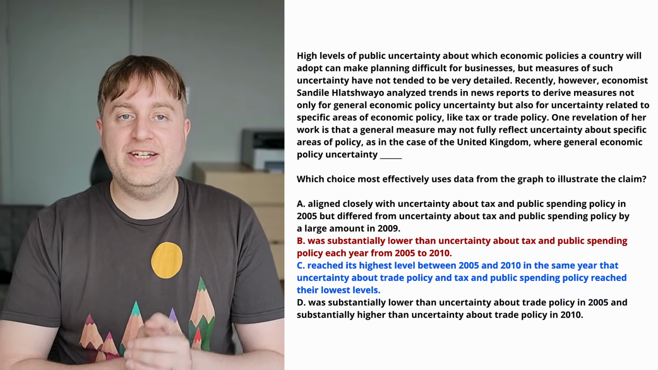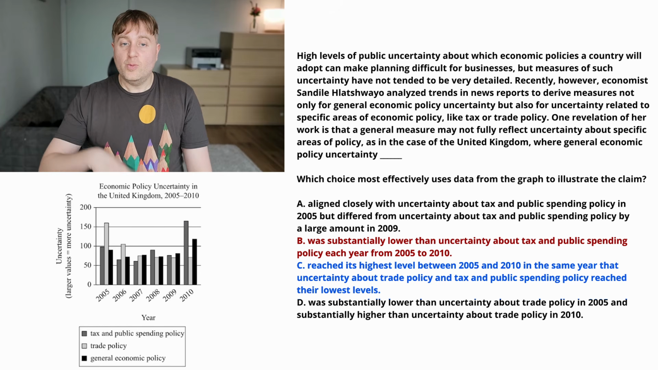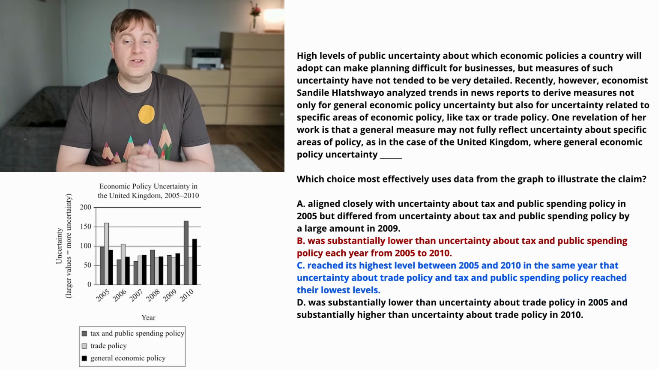But let's go ahead and check that against the graph. When we look at the graph, we can see that general economic policy uncertainty reached its highest point in 2010. Yet it's certainly not true that both of these other types of policy uncertainty reached their lowest levels in that year. Therefore, it fails to match the graph and support our claim, which means we can cross it off and move on to the final answer choice.